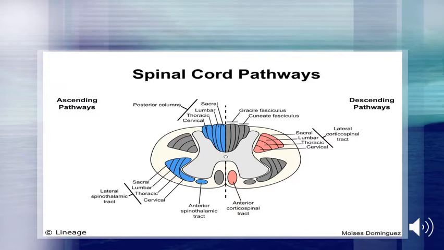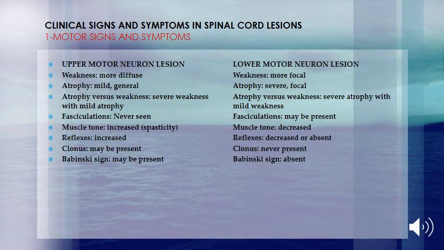So the ascending pathway of the spinal cord includes the posterior column, which carries the proprioception, vibration and position sense with fine touch and 2-point discrimination, while the other ascending pathway, which is the anterolateral spinothalamic tract, carries the pain and temperature with crude touch, and the descending pathway, which gives the motor order from the brain to the different parts of the body, includes the anterior corticospinal tract and the lateral corticospinal tract.